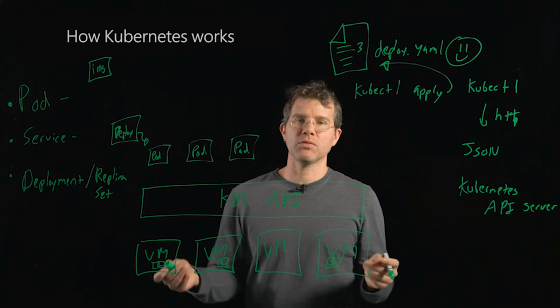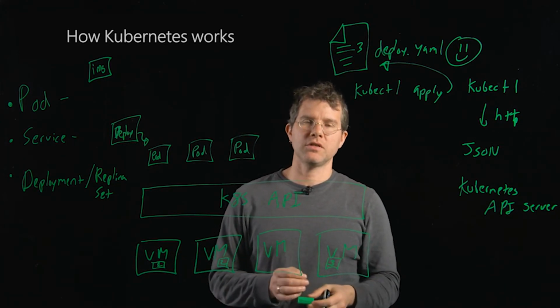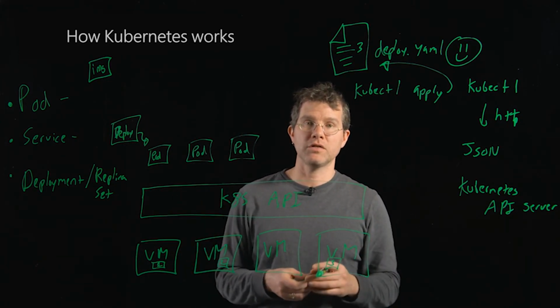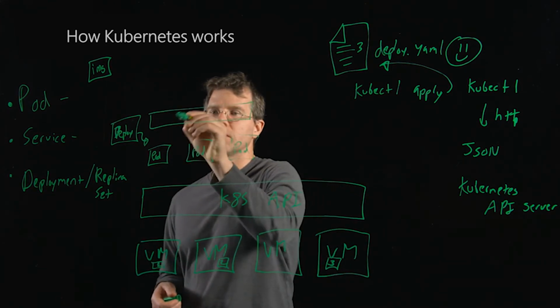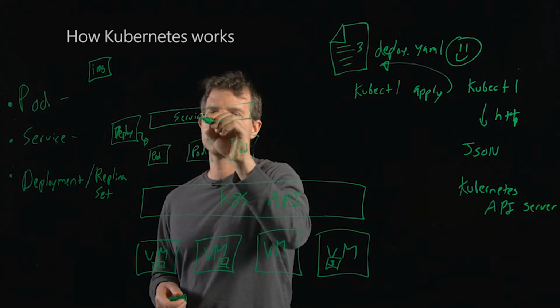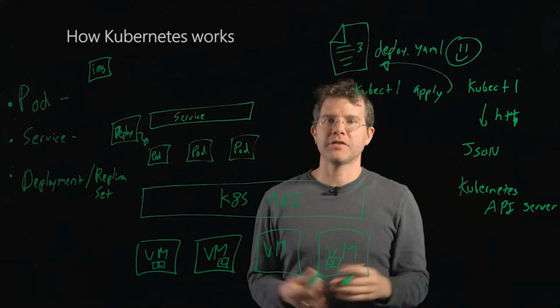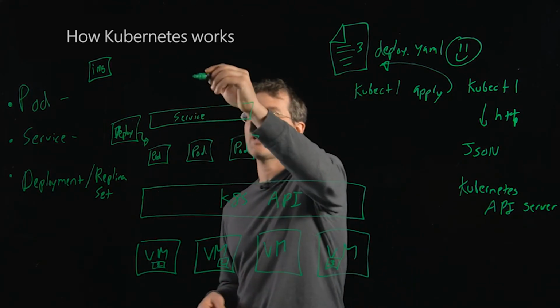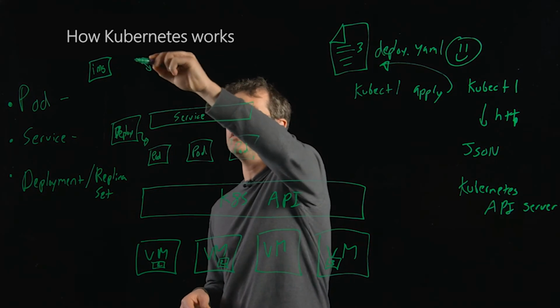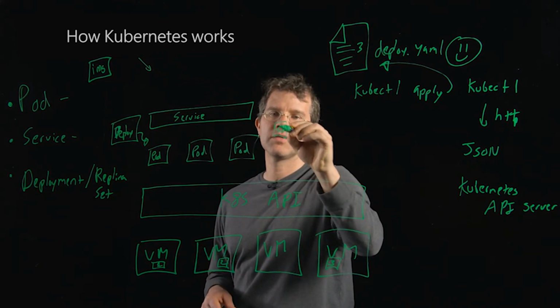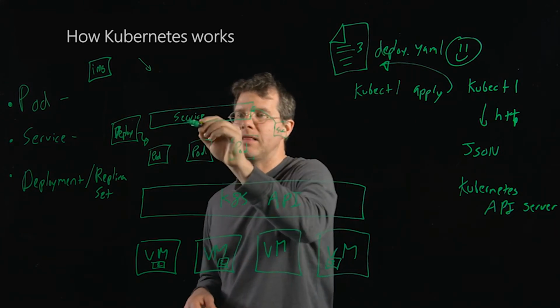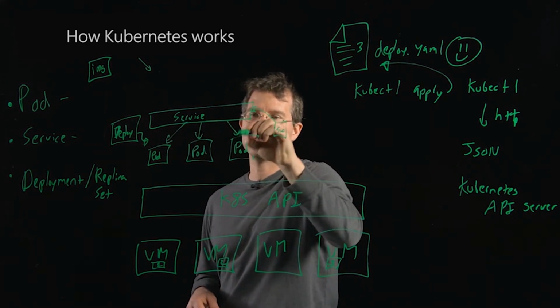This is really only the beginning. I have my application up and running, but I need to actually expose it to someone to be able to consume it. To do that, I create a service. And the service is a load balancer that knows how to take traffic either from the outside world or from another service inside the cluster, and then load balance that traffic down to those containers.